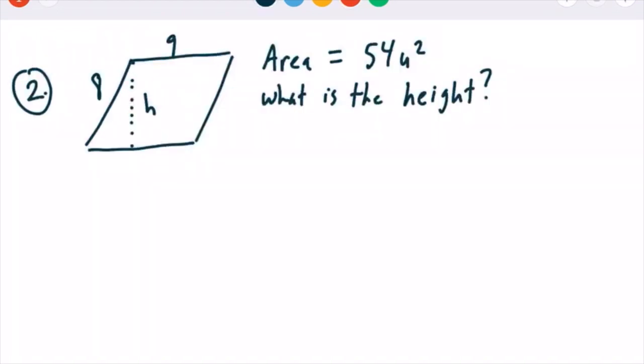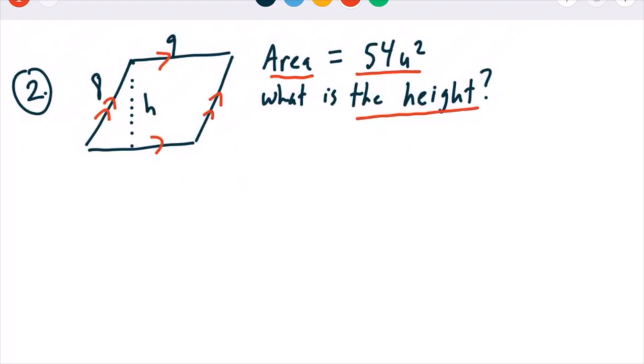Alright, here's one more. Another rhombus. Doesn't matter if it was a square or a rectangle. We're going to do the same thing. So, opposite sides are parallel. And we don't know the height this time either. And they give us a 9 and an 8. Which one's the base? I'm thinking to myself, okay, the area is 54 units squared. And find the height.